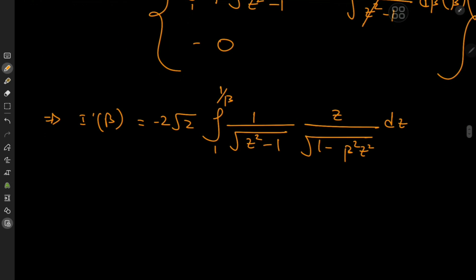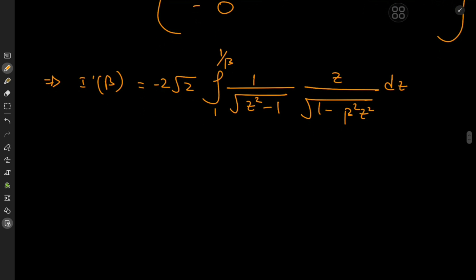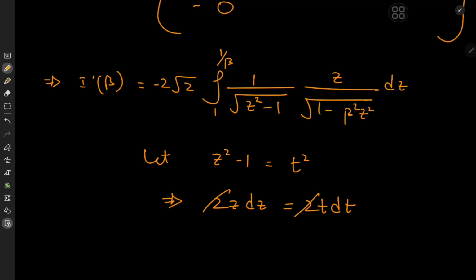Now this is a pretty interesting looking integrand, and it may seem unsettling at first, but it's actually pretty straightforward. Notice that we have both z squared minus 1 as well as z dz. So we could just let z squared minus 1 equal t squared, and this would imply that 2z dz equals 2t dt, where the 2's cancel out.